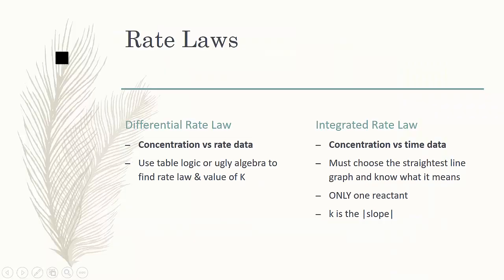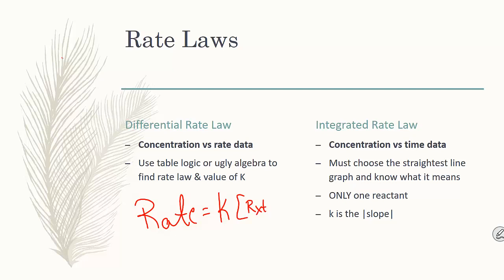So in our last video, we talked about differential rate law, which is when you were given concentration versus rate data in order to determine the rate law and the order of the reaction with respect to different reactants. And remember, all rate laws are expressed the same way: the rate equals some constant times the concentration of your reactants raised to their order. In differential rate law, we had multiple reactants, so our rate laws could have looked something like this.